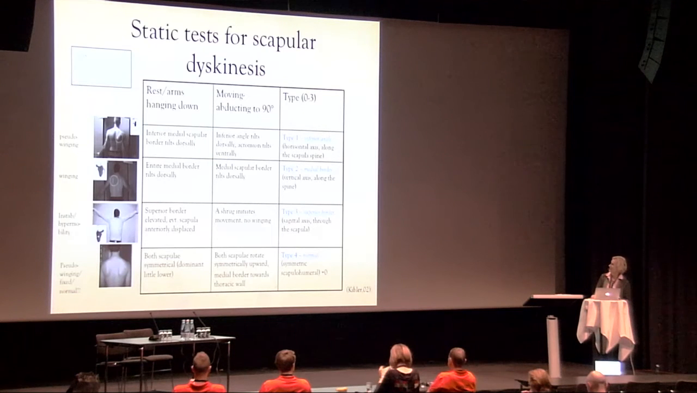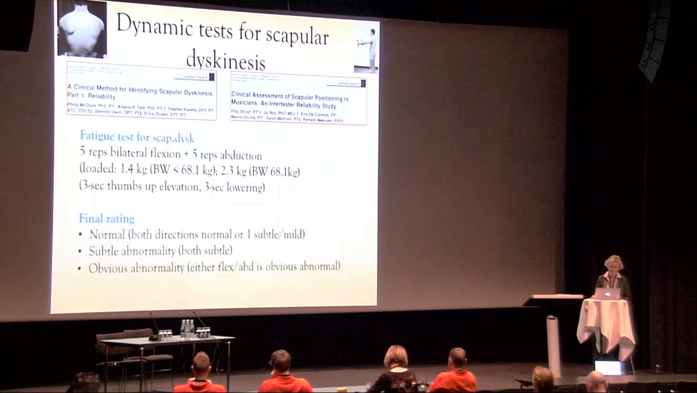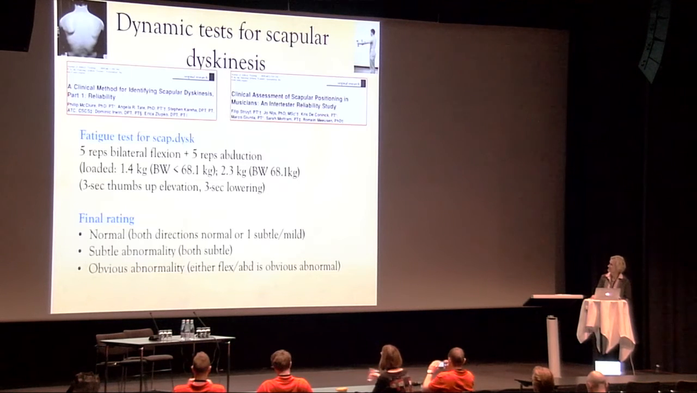We can also use some more dynamic tests for identifying scapular dyskinesis, as suggested here: 5 repetitions in both flexion and abduction, a kind of fatiguing test, and we can rate it as normal, subtle abnormality, or obvious abnormality. And these are the references where the reliability has been looked at.